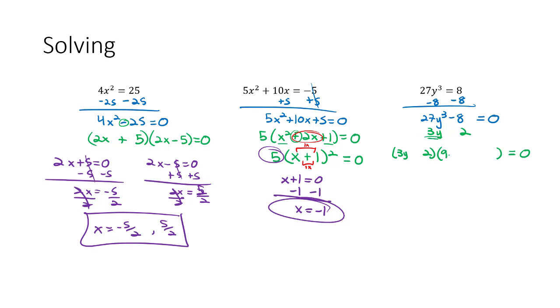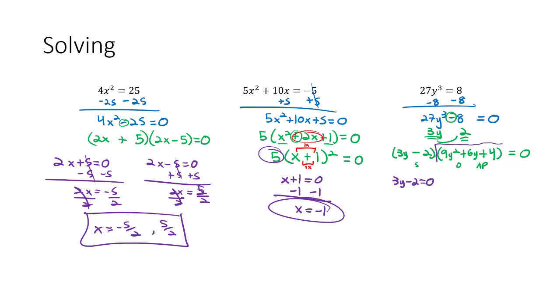Square the 3y to get 9y squared. Multiply them together to get 6y. Square the 2 to get 4. And then I think about SOAP to put in the signs. Same sign as the problem is minus. Opposite sign is plus. And the last part is always plus. Once it's factored, we can set each factor equal to 0. 3y minus 2 equals 0.